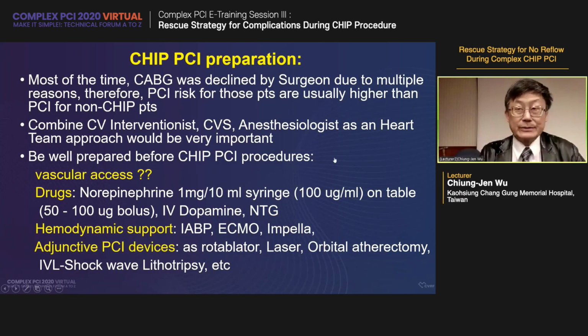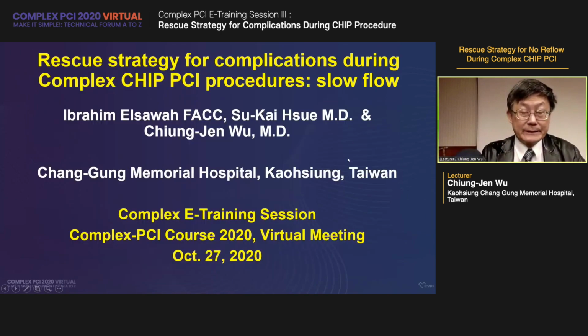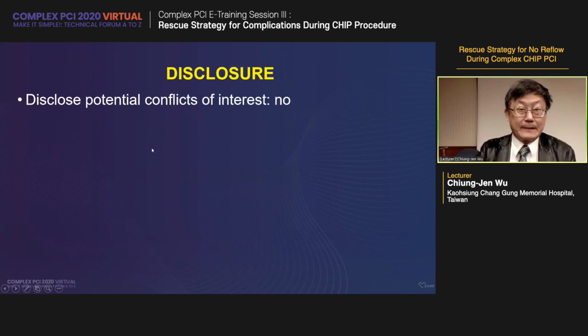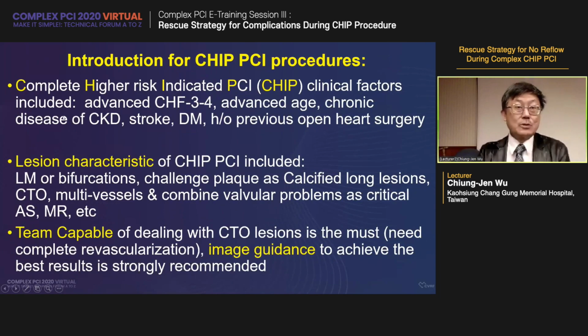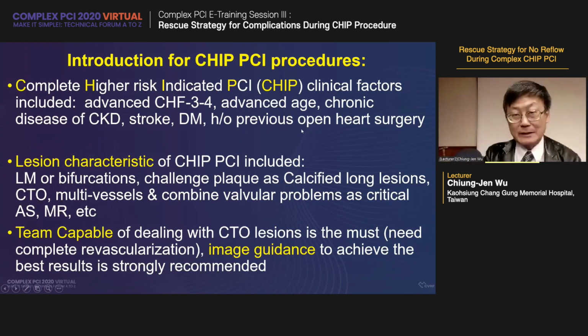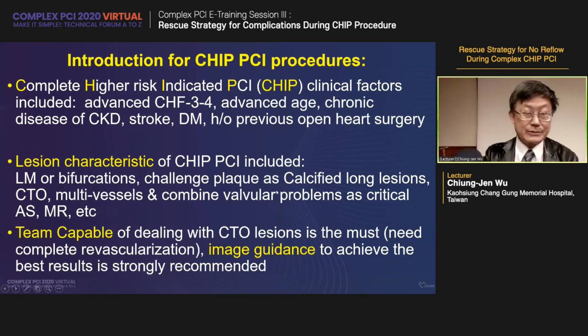Thank you for the invitation. Actually, my talk will be a little bit case-based because I have nothing to disclose. The complete CHIP definition is complex higher risk and indicated PCI. Critical factors include advanced heart failure, advanced age, chronic disease including CKD, stroke, diabetes, and also history of previous open heart surgery. But the lesion characteristics of CHIP PCI included left main bifurcation, challenging lesions, long CTO, multivessel disease, combined valvular disease, aortic stenosis, mitral regurgitation.